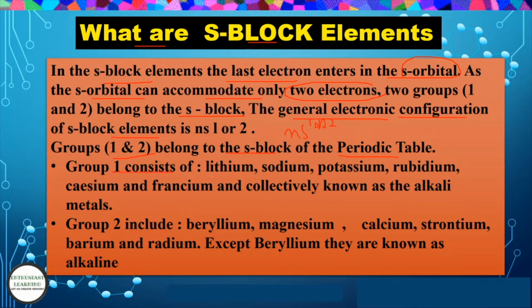Group 1 consists of lithium, sodium, potassium, rubidium, caesium, and francium, collectively known as the alkali metals. Group 2 includes beryllium, magnesium, calcium, strontium, barium, and radium. Except beryllium, they all are known as alkaline earth metals.